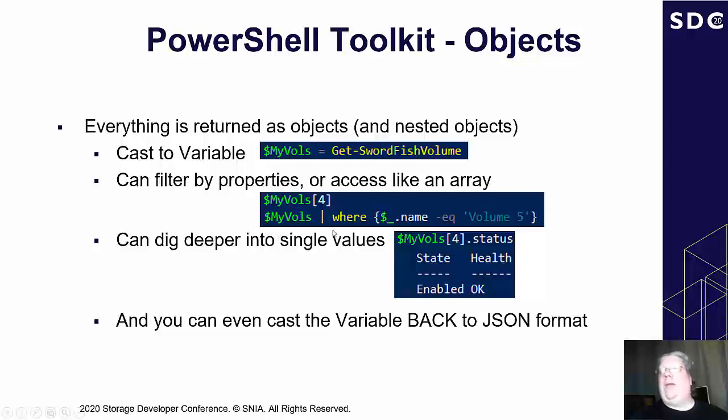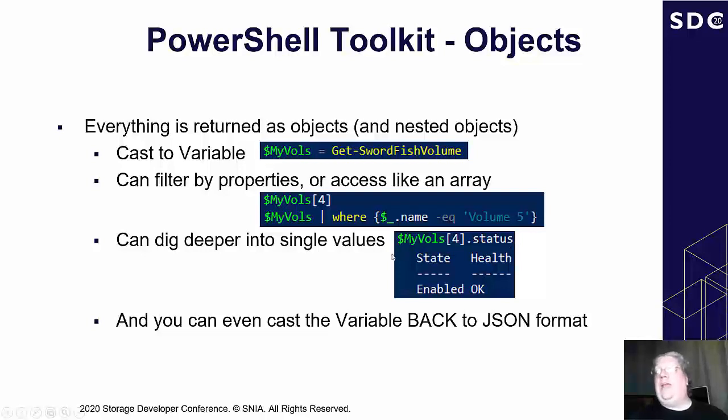Or I can do filters where I pipe that to where the previous object, myvols.name is equal to volume 5. I could also dig deeper into single values. So if I want the dot status of volume 4, I can get it right there. If I want the size, I can put dot size after here. Any of the different JSON key names can be put here, and it will return back the data.